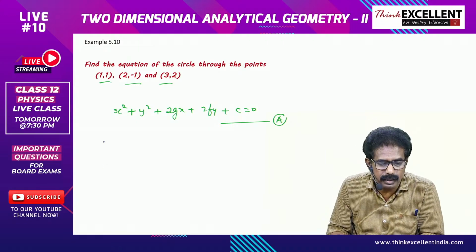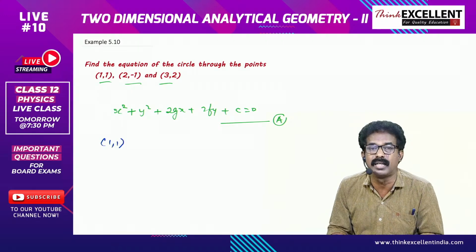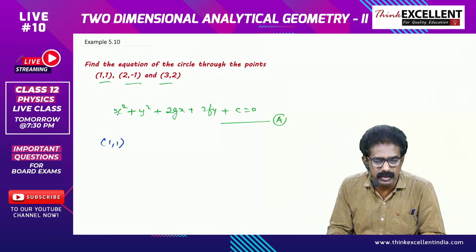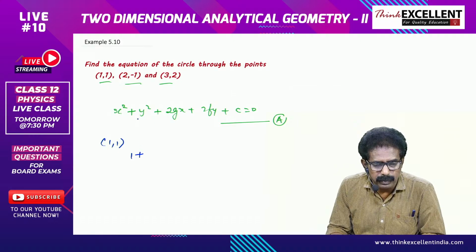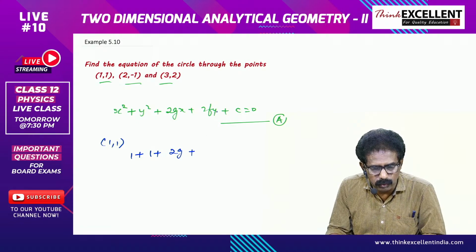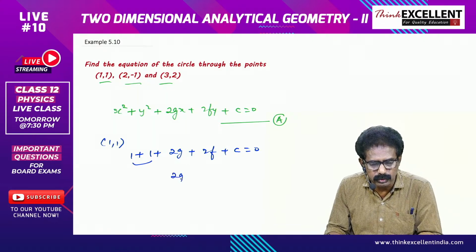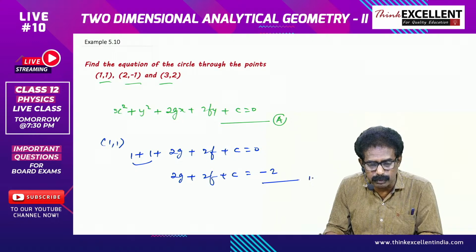First they said it passes through 1,1. So for x you put 1, y also you put 1. 1 square 1 plus 1 square 1, plus 2g into 1, 2g, plus 2f into 1, 2f, plus c equal to 0. The 1 plus 1, 2, take it to the right side. So 2g plus 2f plus c equal to minus 2, equation number 1.